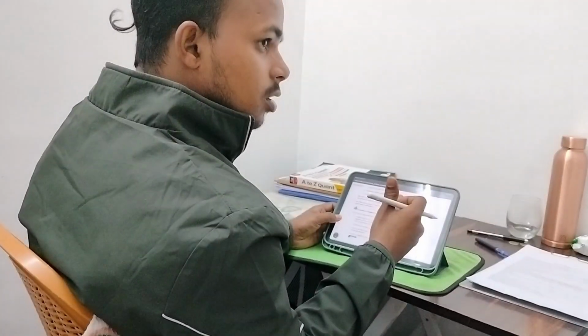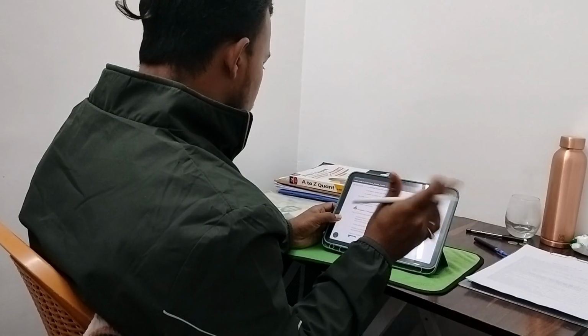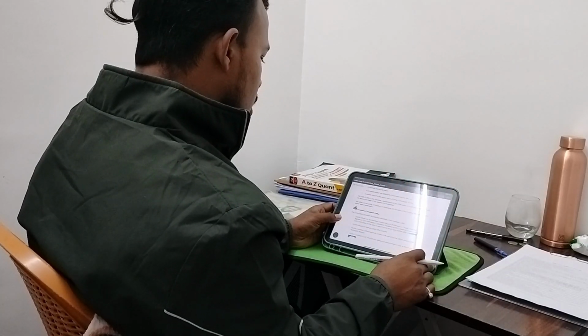Conditions of the office of the President of India.